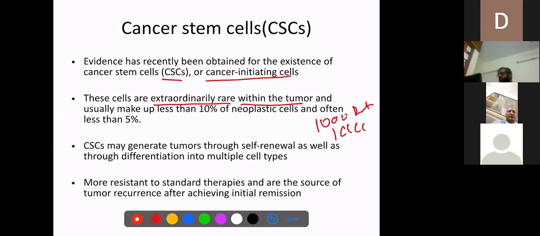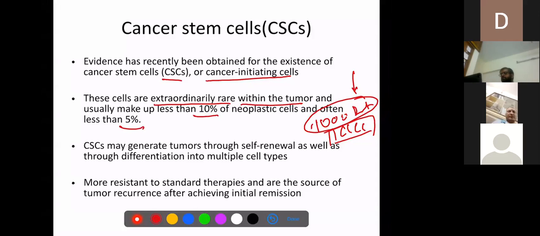So these differentiated cells, when we treat them, we can destroy them with either chemotherapy or anything else. Surgery is different. In surgery, we remove all the cells. We don't see whether it's a cancer stem cell or a differentiated cell or undifferentiated cell. But the other modalities of treatment, chemotherapy and radiotherapy, destroy the usual differentiated cells. But these cancer stem cells survive. They usually make up less than 10% of the neoplastic cells, often less than 5%.